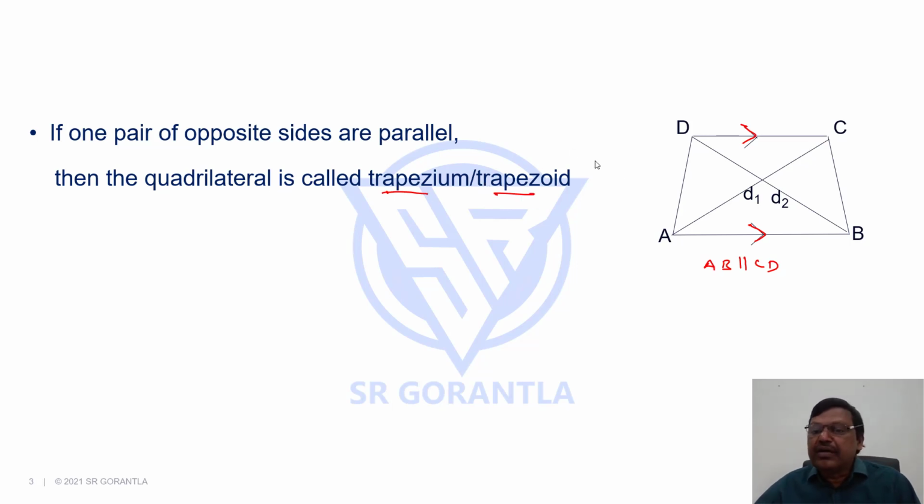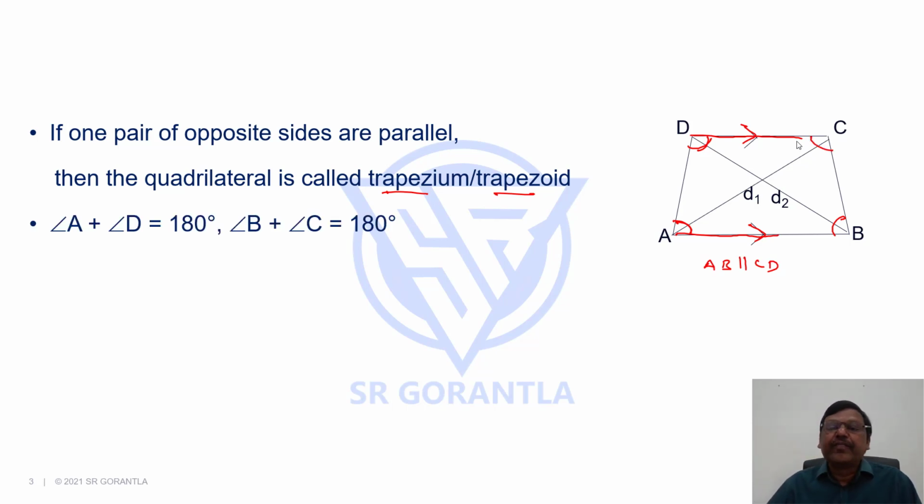Now, here angle A plus angle D is 180 because these are two parallel lines. These are interior angles between parallel lines. We know the interior angles between parallel lines add up to 180 degrees. Similarly, angle B plus angle C is also 180.